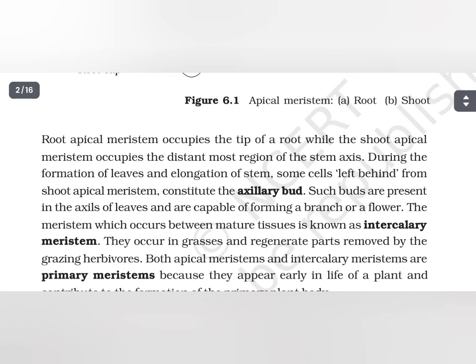Root apical meristem occupies the tip of a root while the shoot apical meristem occupies the distal-most region of the stem axis. During the formation of leaves and elongation of stem, some cells left behind from shoot apical meristem constitute the axillary bud. Such buds are present in the axils of leaves and are capable of forming a branch or a flower. The meristem which occurs between mature tissues is known as intercalary meristem. They occur in grasses and regenerate parts removed by grazing herbivores.